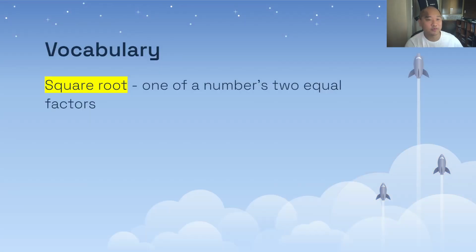A square root. What is that? That is one of a number's two equal factors. And remember, a factor is a number that you can multiply to get the number that you're looking at. So if we're looking at the number 9, the factors of 9 are 1, 3, and 9. These are the numbers that you can multiply to get to 9, right? And the roots are the numbers that you multiply equally. 3 times 3.